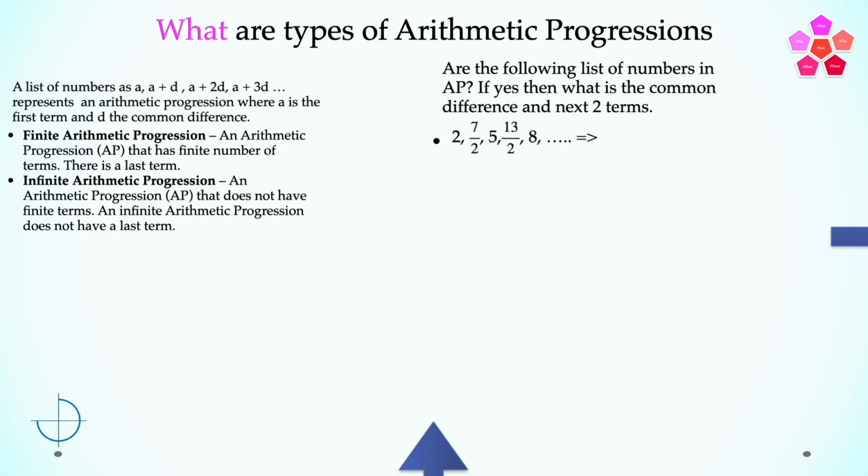So we see the difference, that is D, is equal to 7/2 minus 2, which is equal to 5 minus 7/2 also, which is equal to 3/2. So eventually we can see that this list of numbers is an arithmetic progression. The next terms would be 8 plus 3/2, which is equal to 19/2. And the next two terms would be 19/2 and 11.